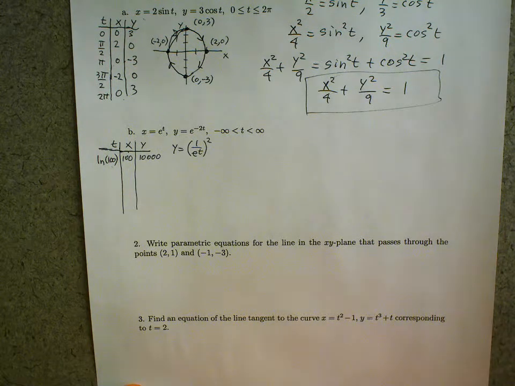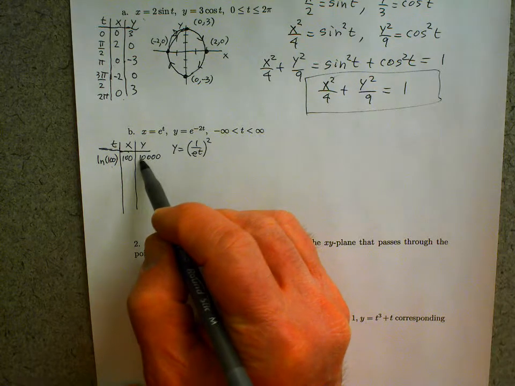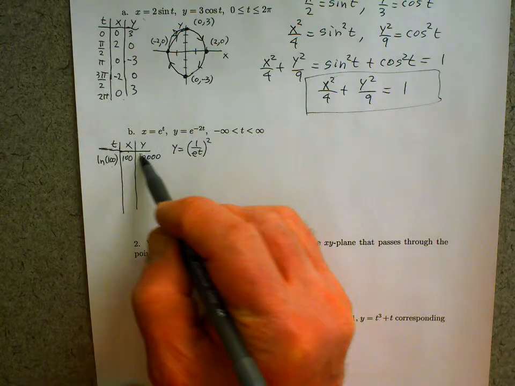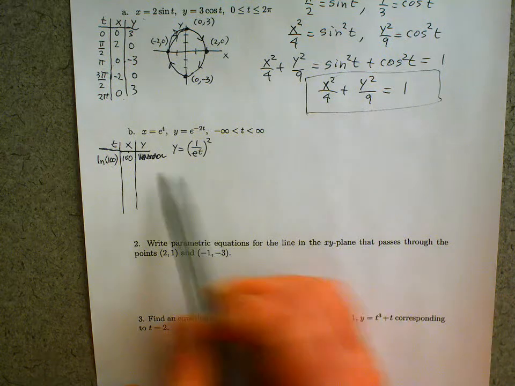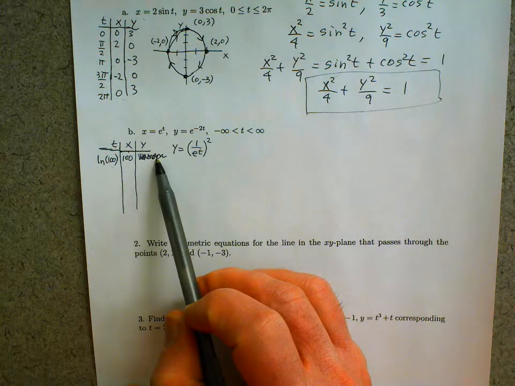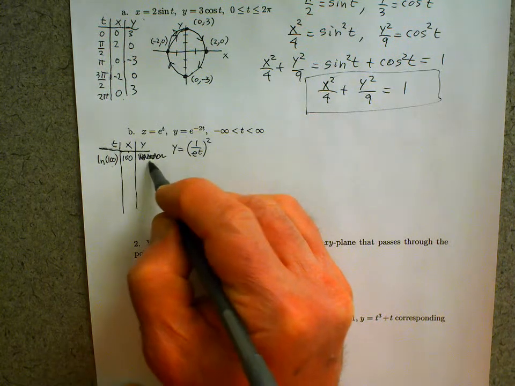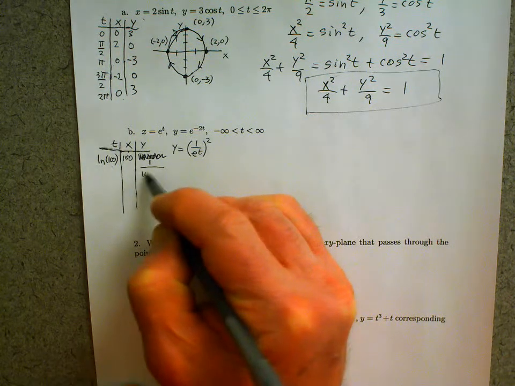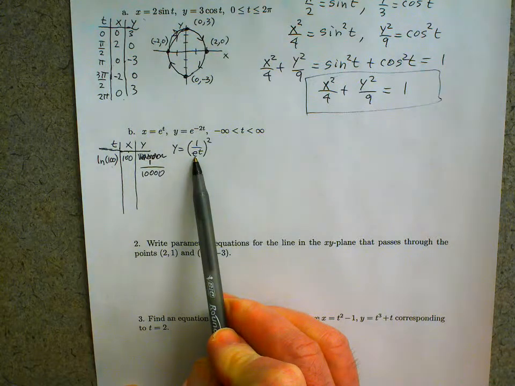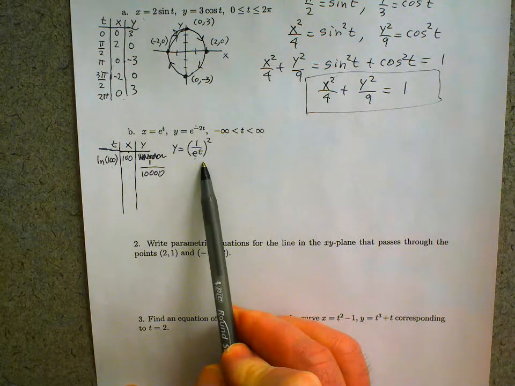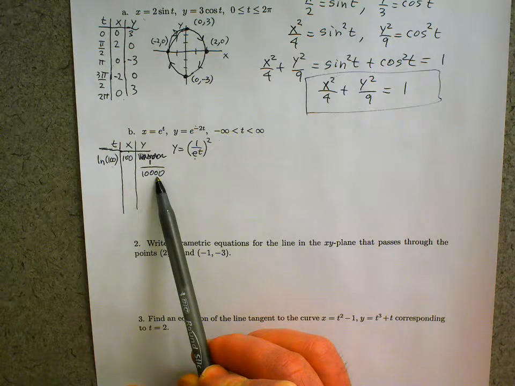Wait a minute, I'm sorry. The y value should be 1 over 10,000. Right? Because if the denominator e to the t is 100, 1 over 100 squared is 1 over 10,000.